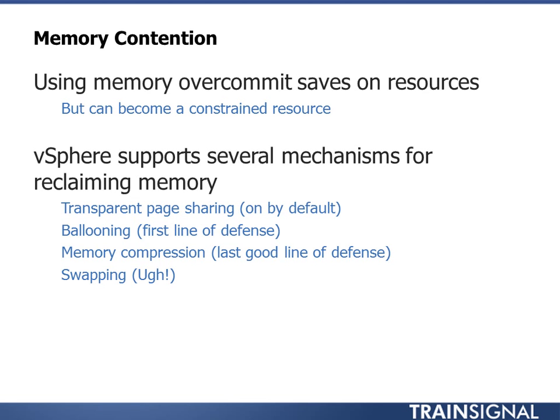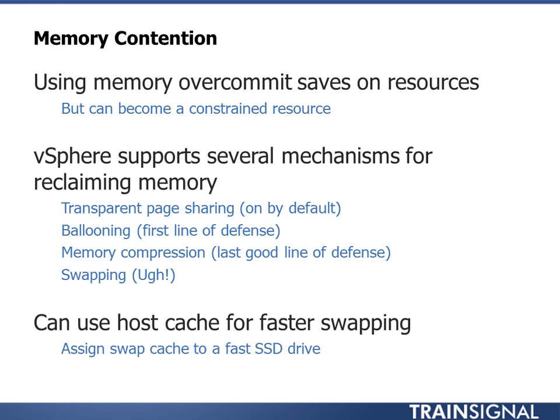So again, transparent page sharing, ballooning, then memory compression, then swapping. You can use host cache for faster swapping. A new feature is to assign SSDs for that function, and it allows you to swap cache to a faster SSD disk. And you manage that through the device properties for that SSD.